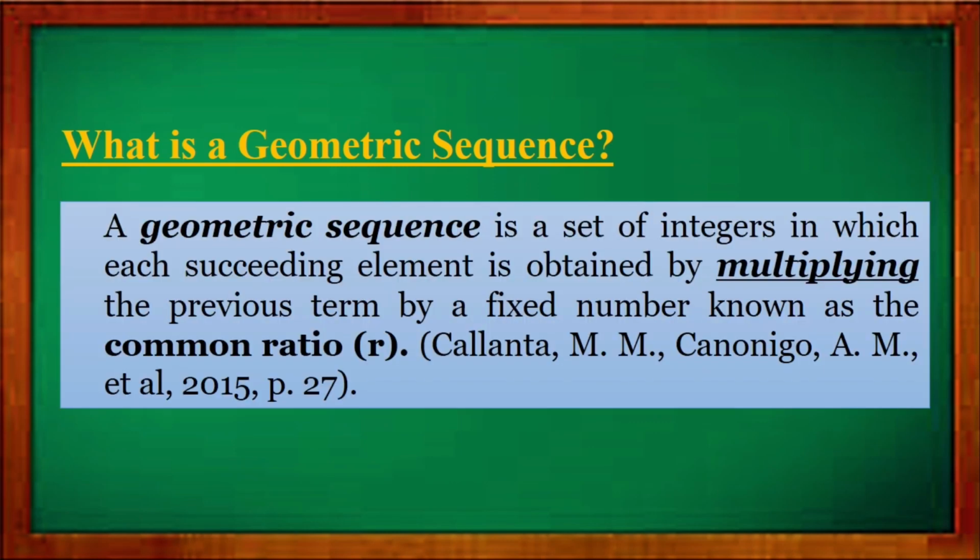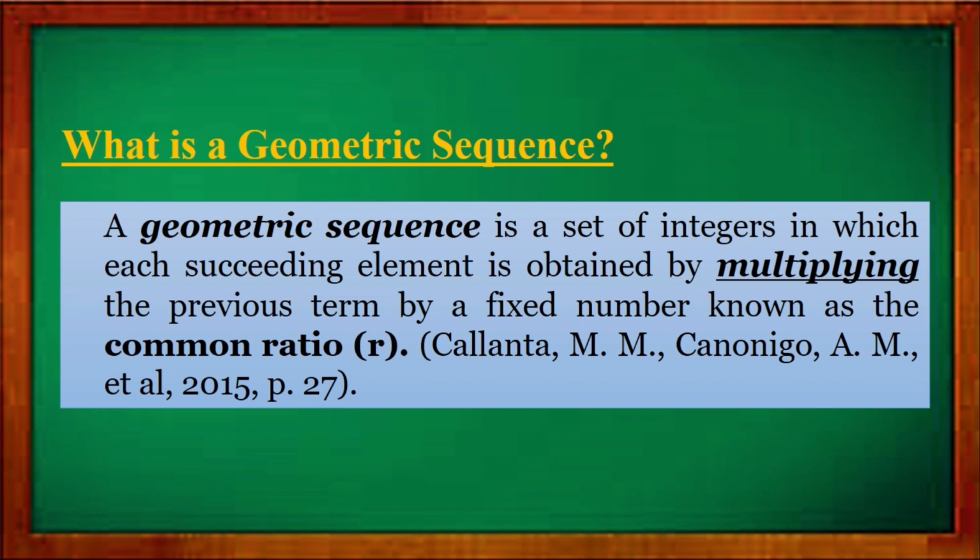So according to a source, a geometric sequence is a set of integers in which each succeeding element is obtained by multiplying the previous term by a fixed number known as the common ratio, or in symbol, small letter r.